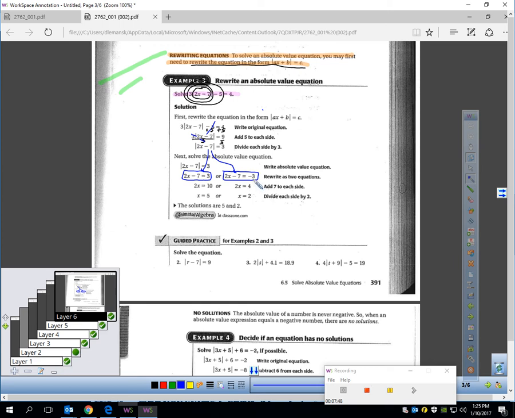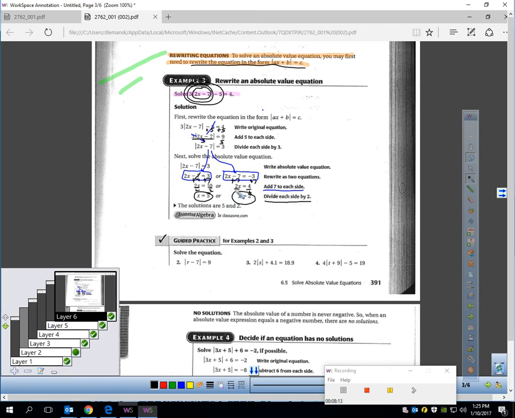To solve those, it's easy. Add 7 to each side, so let me do that. So if I add 7's here, you're going to get 2x equals 10, and if I add 7's here, I'm going to get 2x equals 4. And then the last step, divide each side by 2. So one answer would be x equals 5. If I divide by 2 here, I get x equals 2.